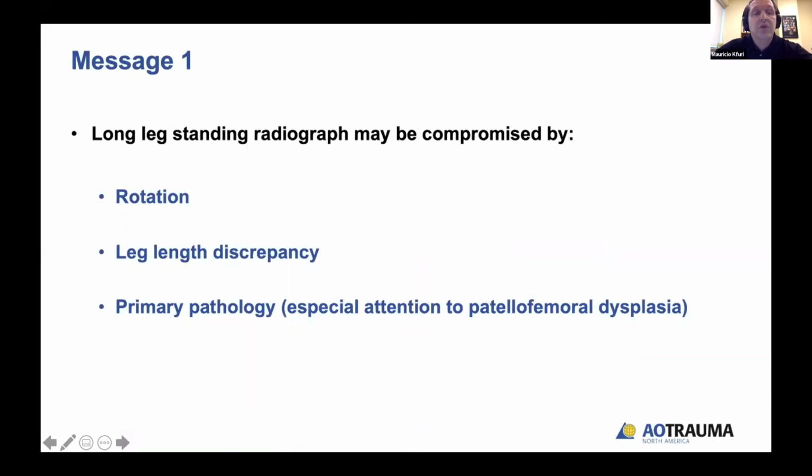The message number one of this presentation: long leg standing radiograph may be compromised by rotation of the lower limb, leg length discrepancy, and the primary pathology, especially if you're dealing with patellofemoral dysplasia.